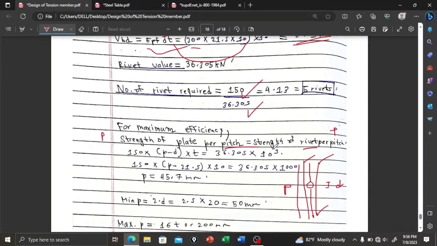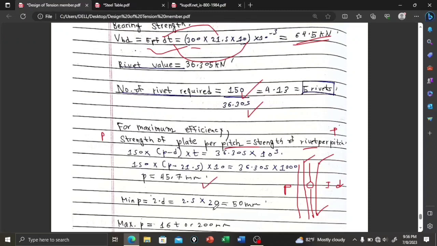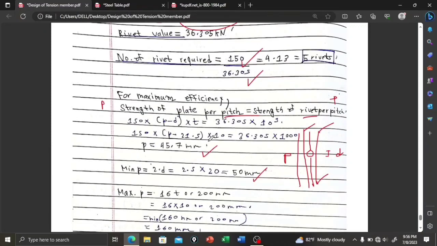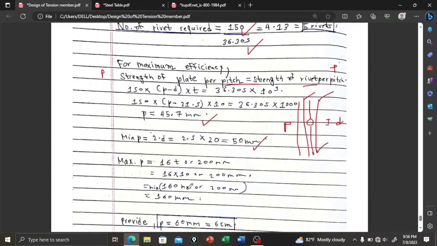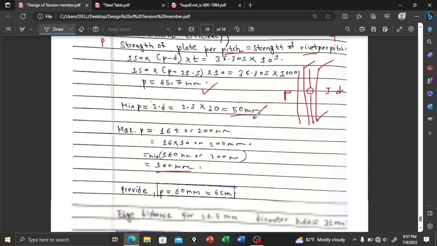To convert the kilonewton into newton, we multiply by 10^3, so pitch is 45.7 mm, but minimum pitch is 2.5 d, that is 50 mm, which is less than 50. So we should not consider this, but should provide minimum this. So maximum pitch is 16 t or 200 mm, whichever is less. 16 times 10 is 160 or 200 mm, whichever is less. So 160 is minimum of these two. So minimum pitch is 50 and maximum pitch is 160. So we have to consider value between these two.